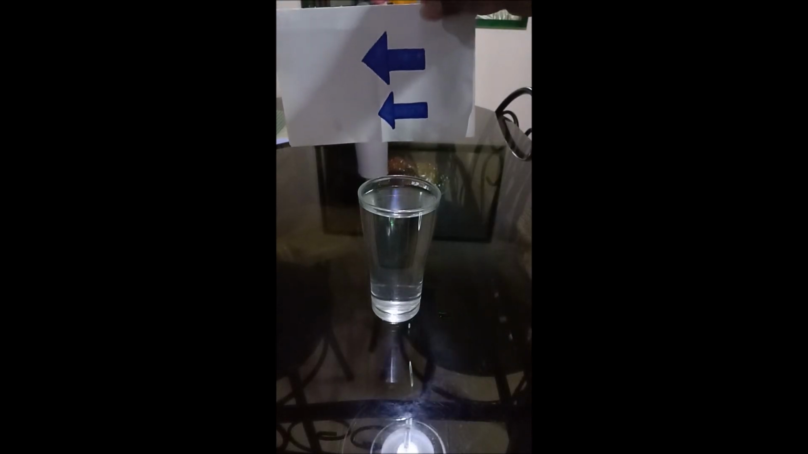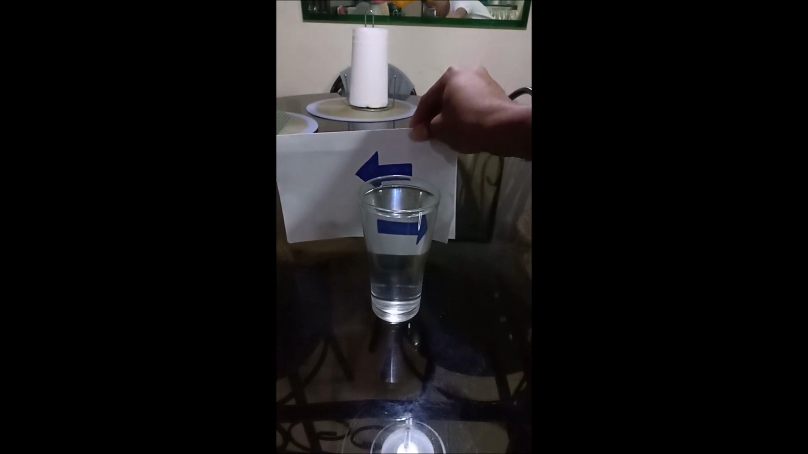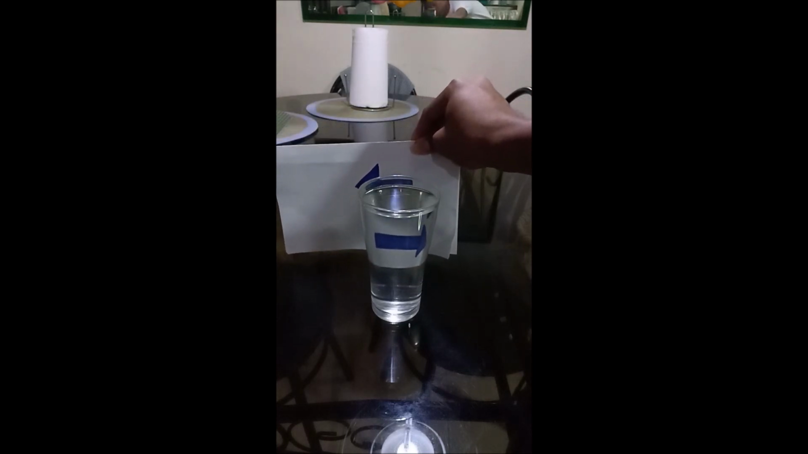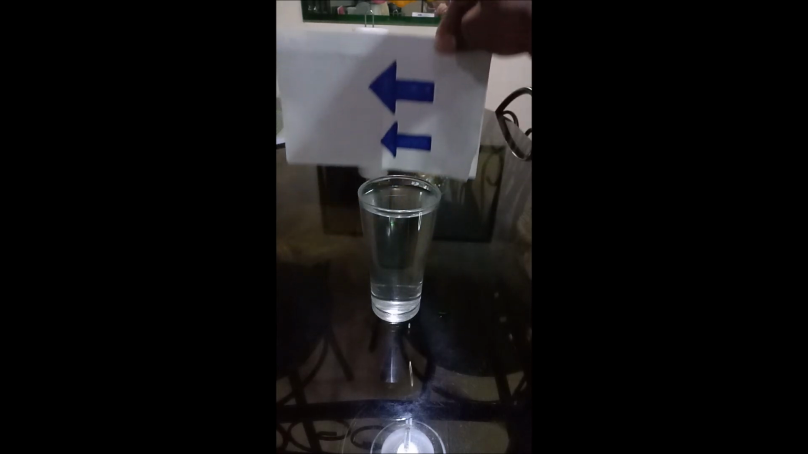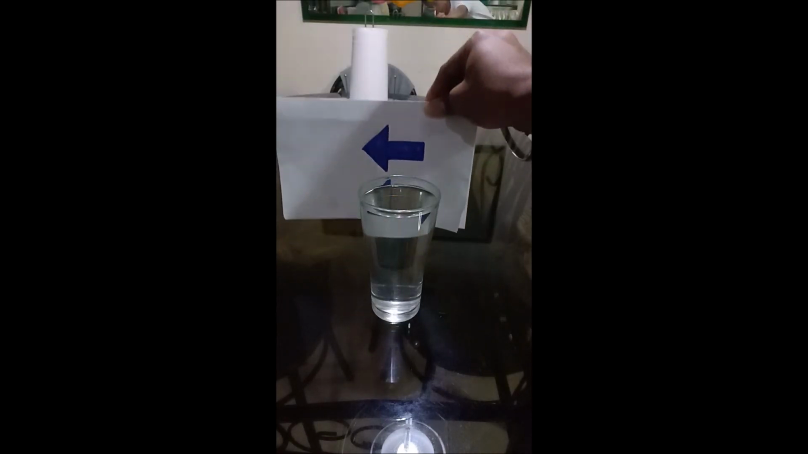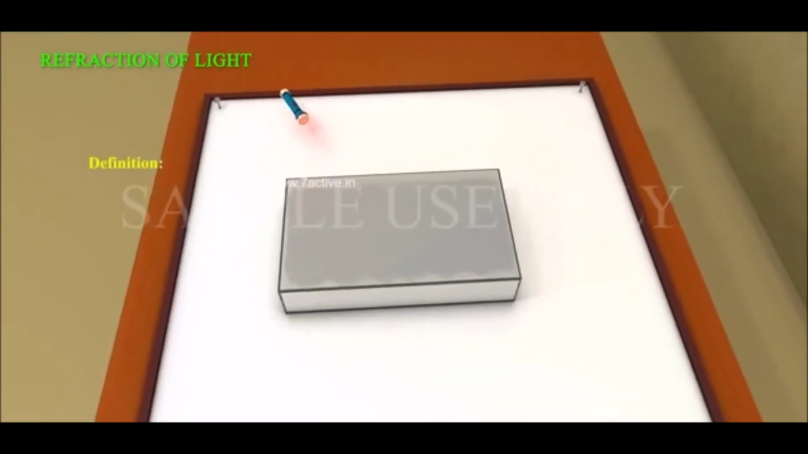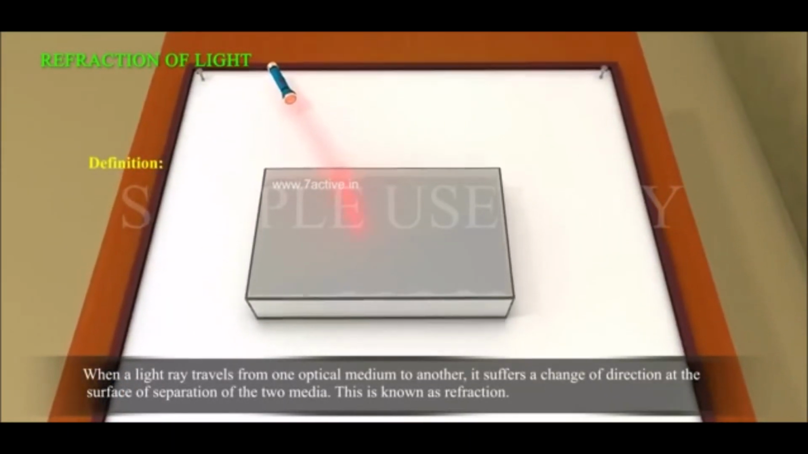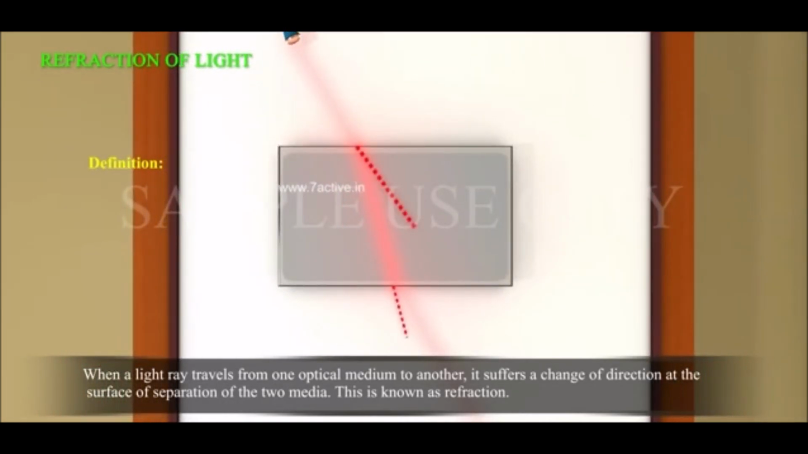Does the pencil appear to be displaced to the same extent if, instead of water, we use liquids like kerosene or turpentine? Will the letters appear to rise to the same height if we replace a glass slab with a transparent plastic slab? You will find that the extent of the effect is different for different pairs of media. These observations indicate that light does not travel in the same direction in all media.